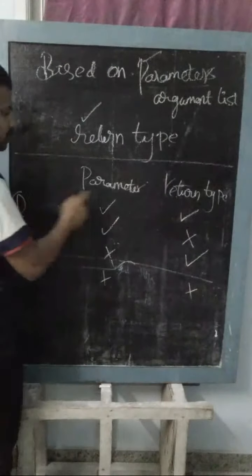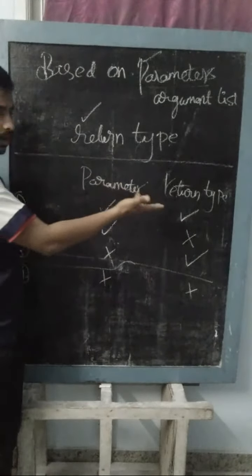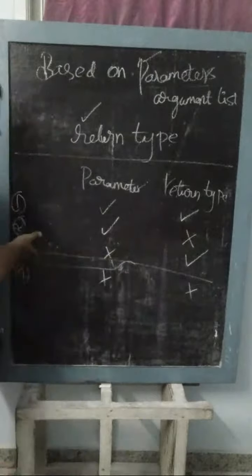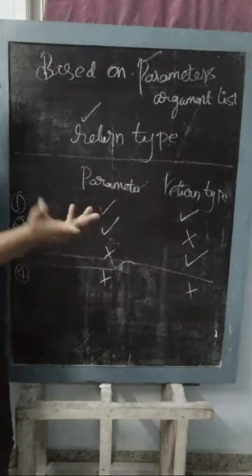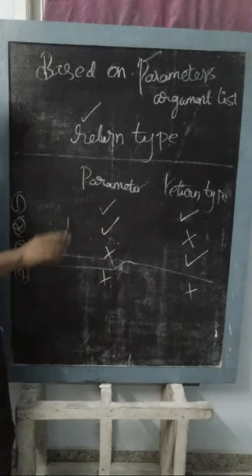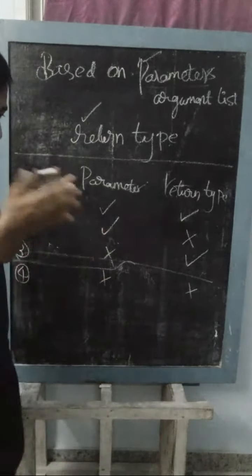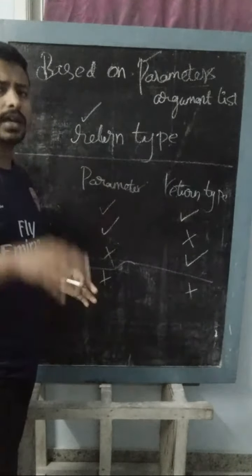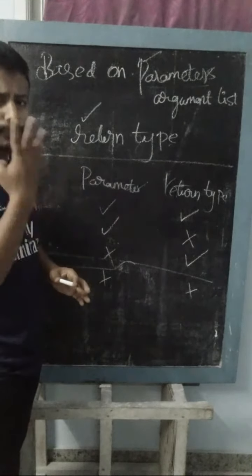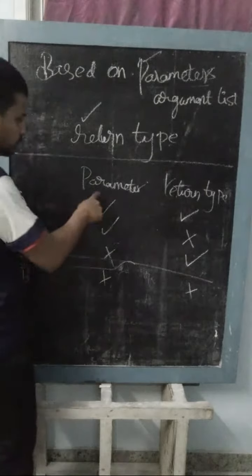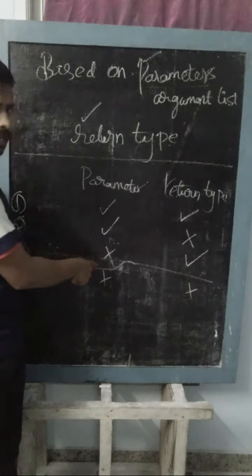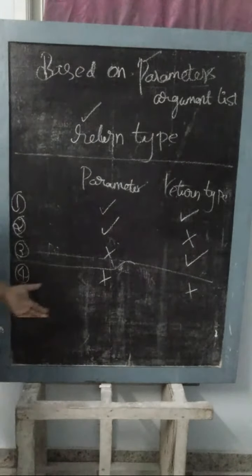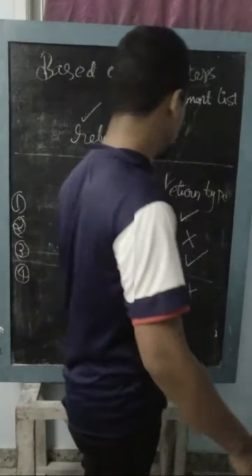The first category is function with argument and with return type, and the second category is with argument and without return type. It is not a type, we are categorizing into 4 categories. The third one is without parameter and with return type. And the final one is no return type, no parameters.